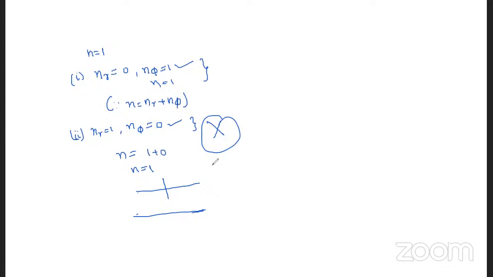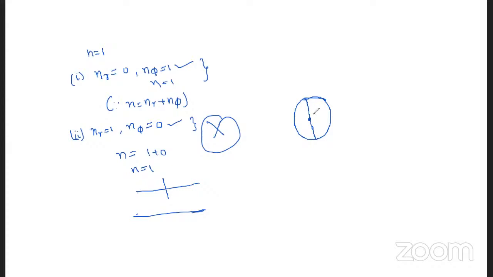Now, if you take the other condition, n phi value should be equal to 1. In this case, we get n equal to 1. So if n phi is 1, the first orbit is a circle. n phi is equal to 1, so only this radius we are going to get, measured from the center. Therefore, we get a circular orbit.